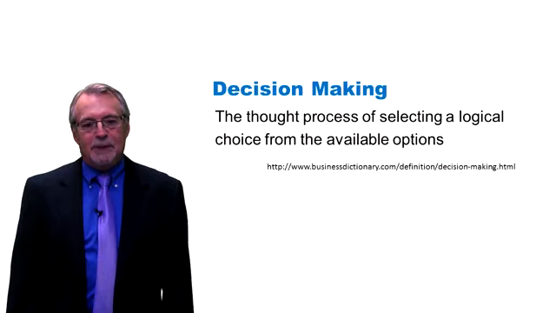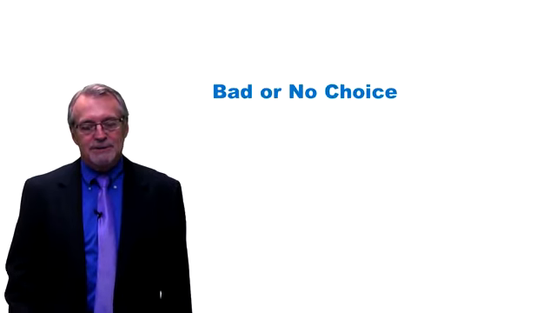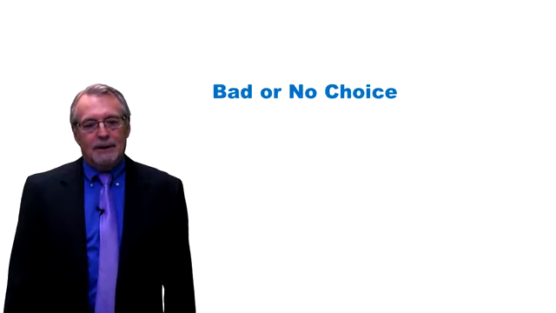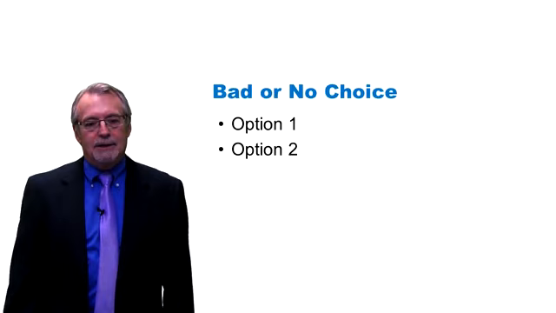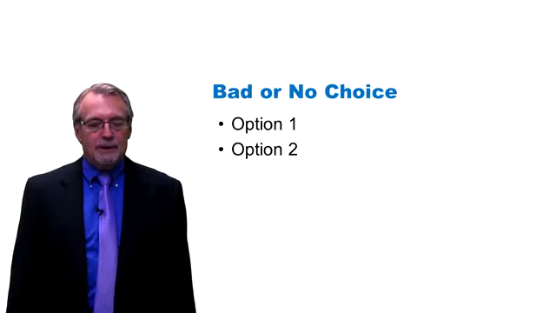So this is a little biased because it's from the business dictionary, and it implies that we're going to make good decisions. We don't have to make good decisions. We can make bad decisions as well, but hopefully we'll make good decisions. We can make a bad choice or no choice. And then we'll talk about making good choices along the way as well. We may have option 1 and option 2. A bad choice would be to look at those and not think about them and just pick one.